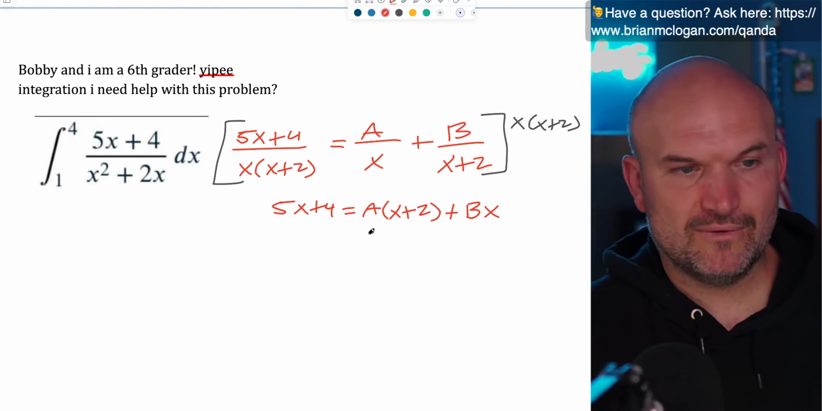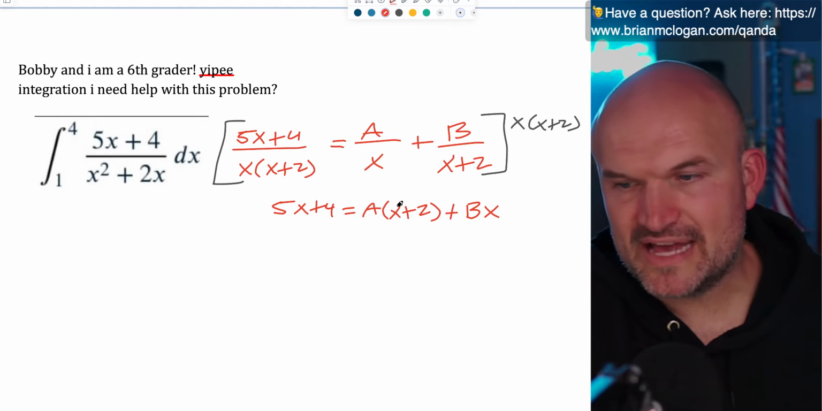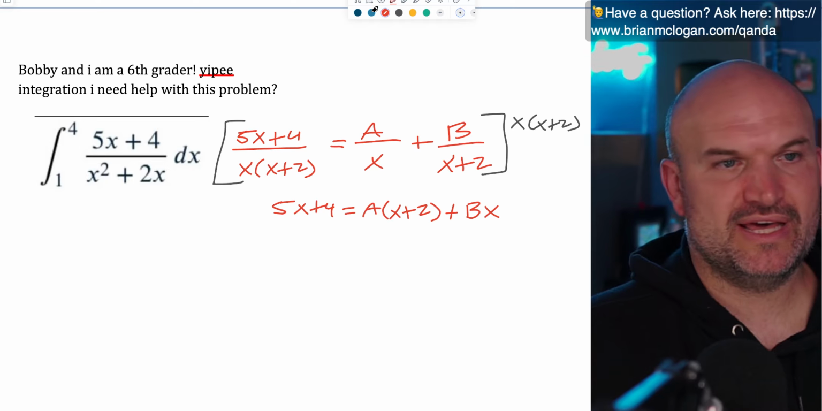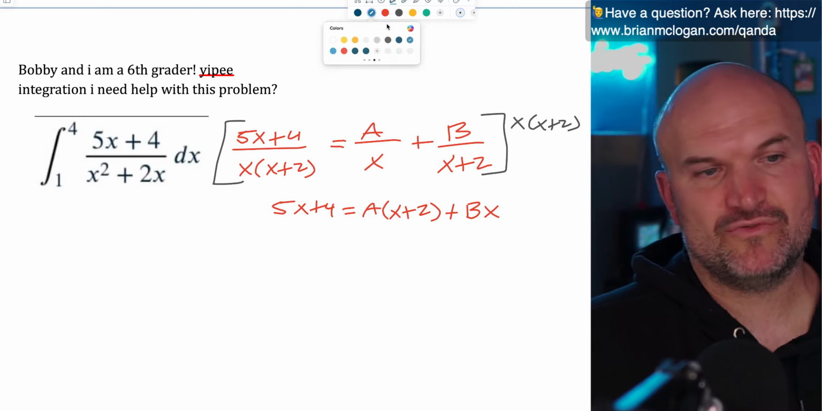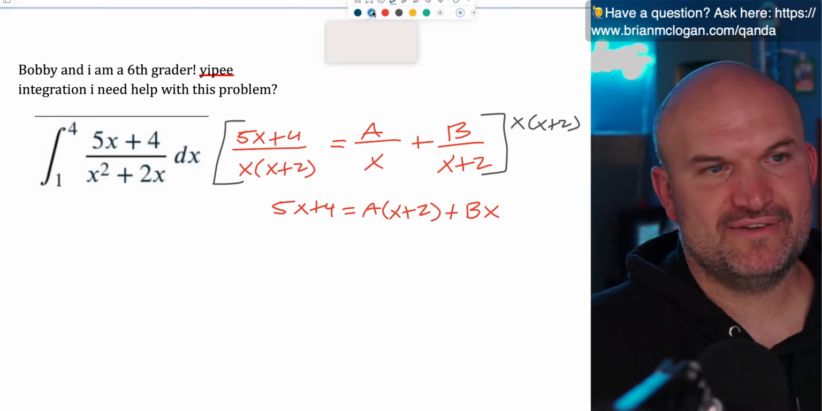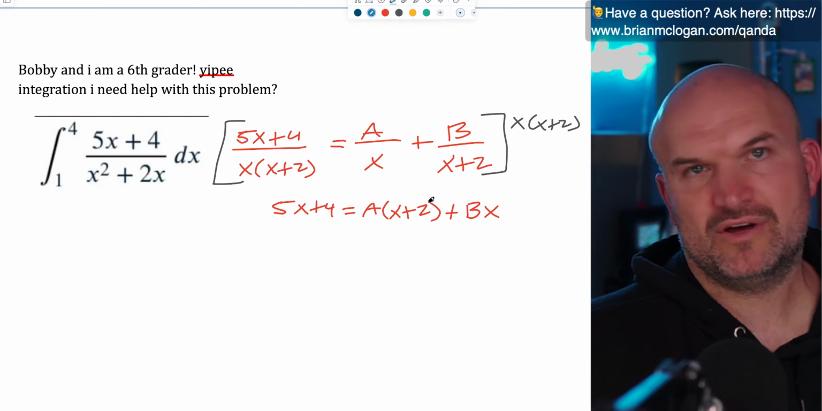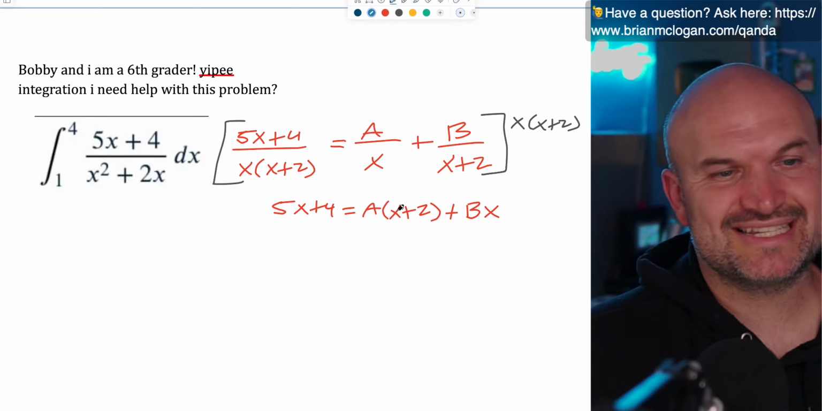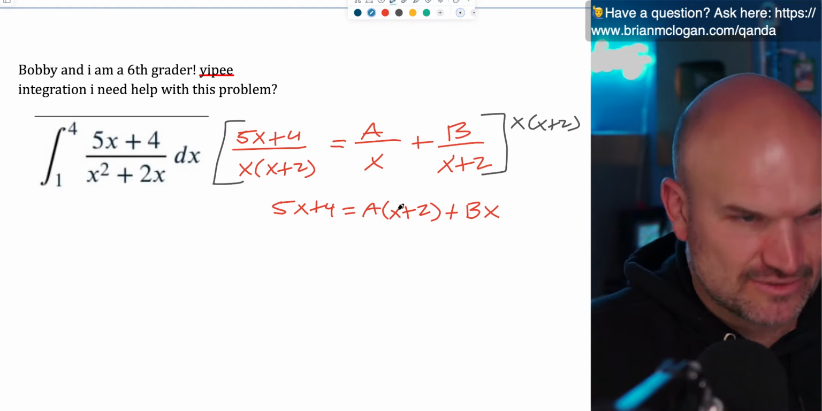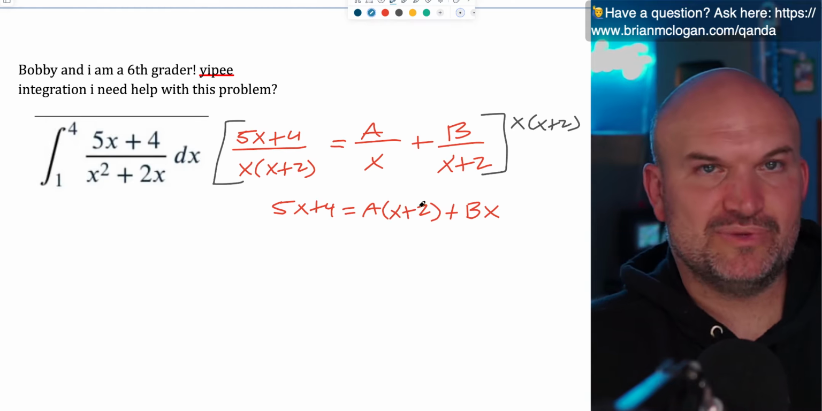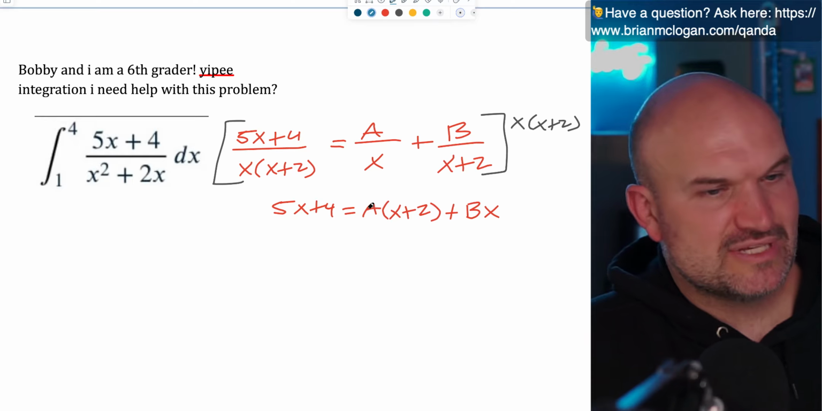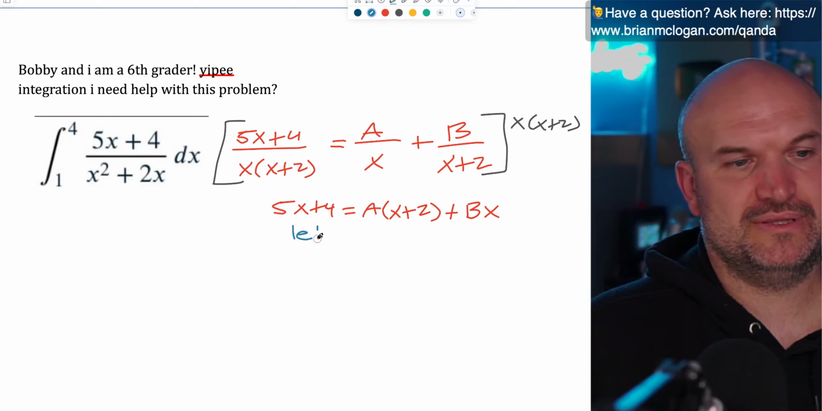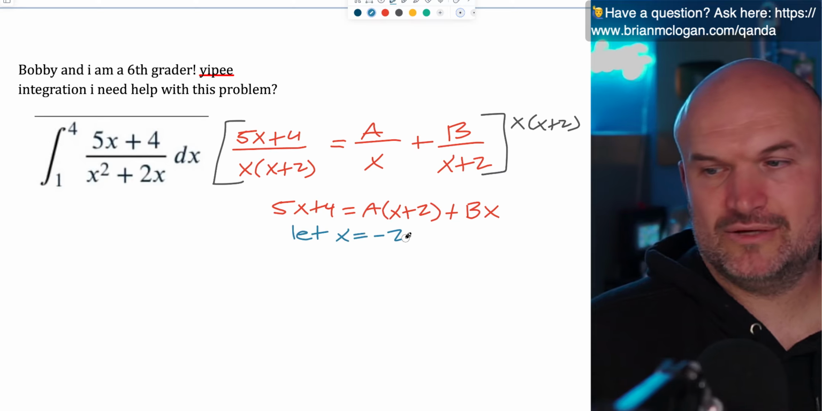Now we need to identify what our values for A and B are going to be. One way we can do that is to identify some values for x. What I want to do is find some values for x that would eliminate one of the variables, and then I can solve for the other. For instance, what if I let x equal negative 2? If x equals negative 2, negative 2 + 2 is going to be 0, 0 times A is going to be 0, and then I can just solve for B. So the first one, I'll let x equal negative 2.